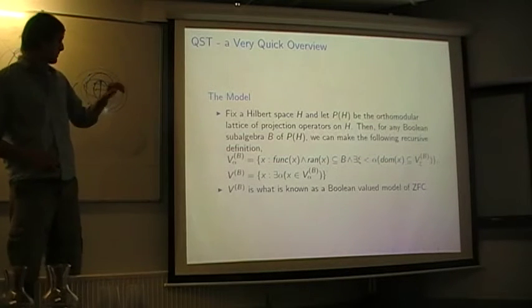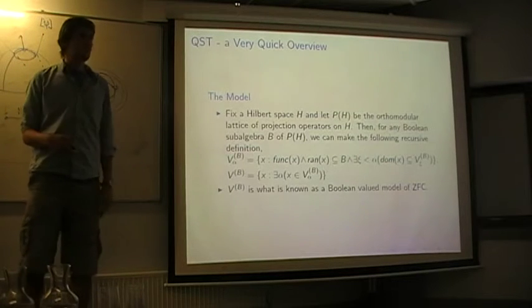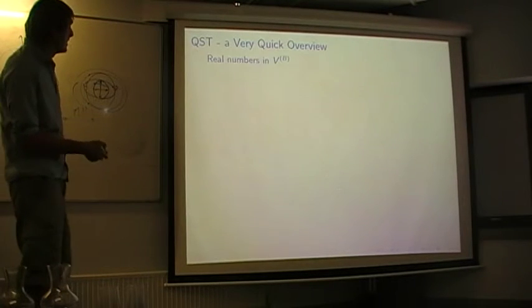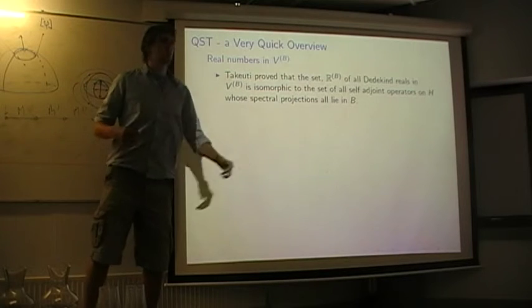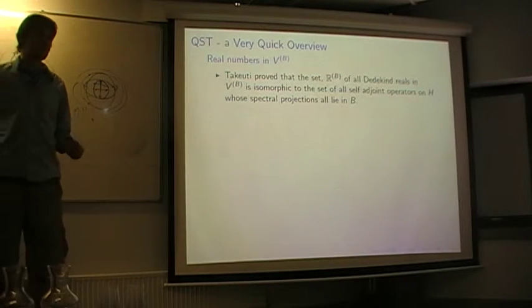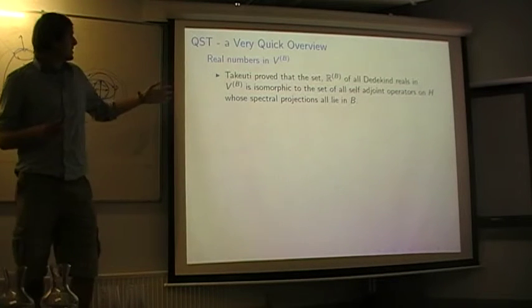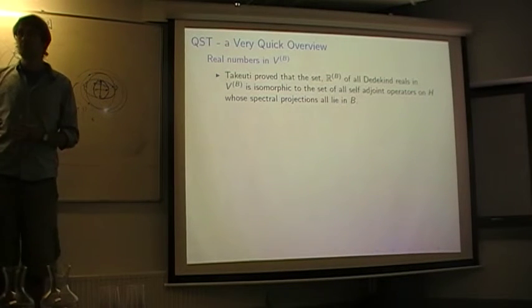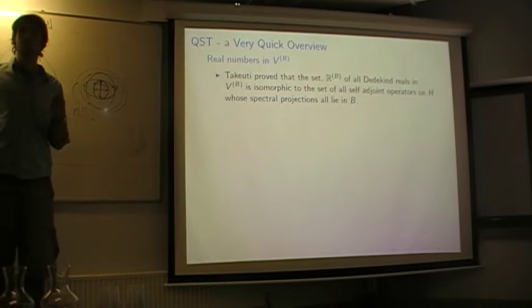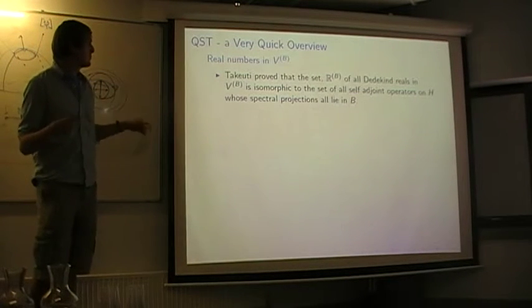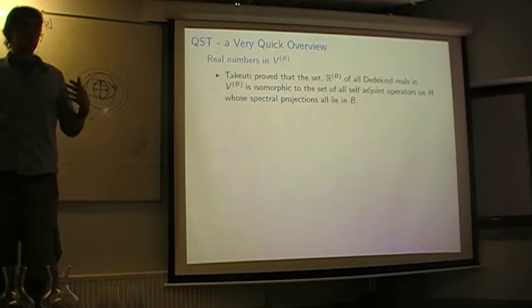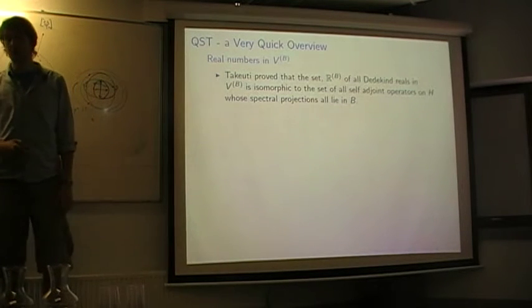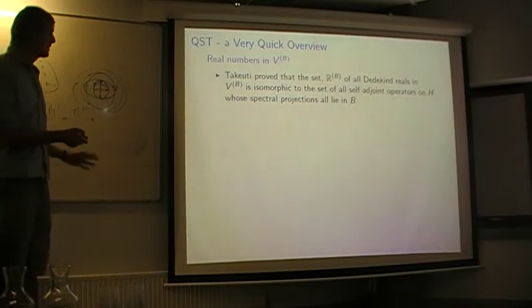Now, what Takeuchi did was he said, okay, let's consider the case where B is some Boolean algebra of commuting projections. So what he showed was, this R^B here, which is the reals inside of this model V^B, where B is a Boolean algebra of projections, is isomorphic to all the self-adjoint operators whose spectral projections all lie in B. So if you're just looking from the perspective of B, it's all the self-adjoint operators that B can talk about, perfect information somehow. And these are perfectly encoded by the reals in this model. So this was Takeuchi's big famous theorem.